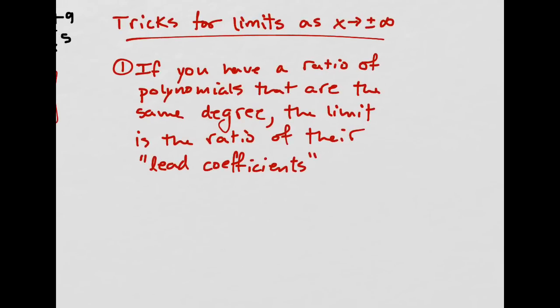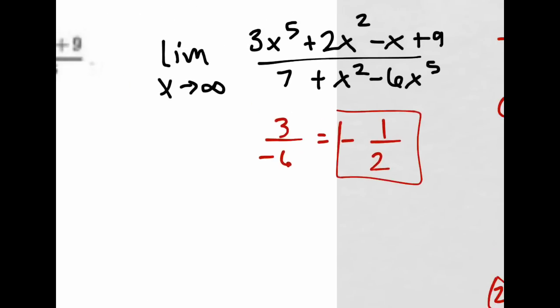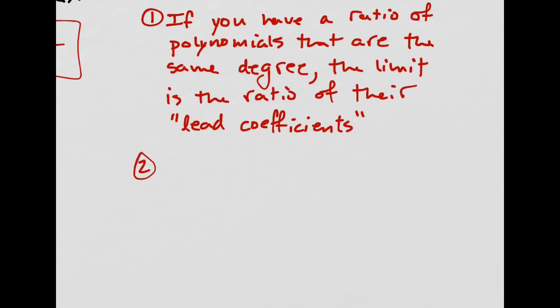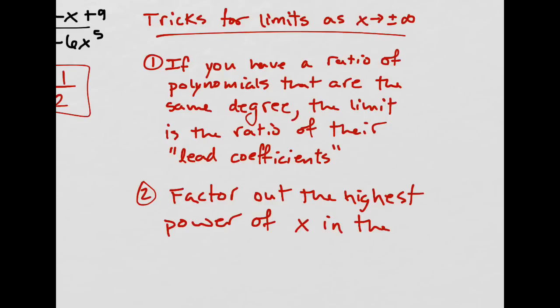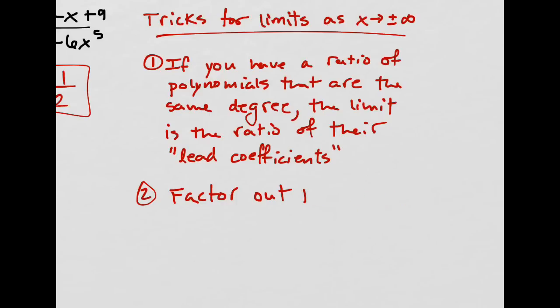If this doesn't work, then we can use a different trick, which is to factor out the highest power of x in the denominator, and factor out the same power of x in the numerator. Actually, that's how I'm going to show you why it's negative 1/2, by showing you the second trick. So, tricks for limits as x approaches infinity. You know what? I'm going to change this. This is what Sales teaches, so I'm going to steal it. Factor out the highest power of x. It's actually doing the same thing, but maybe this is a little bit simpler.